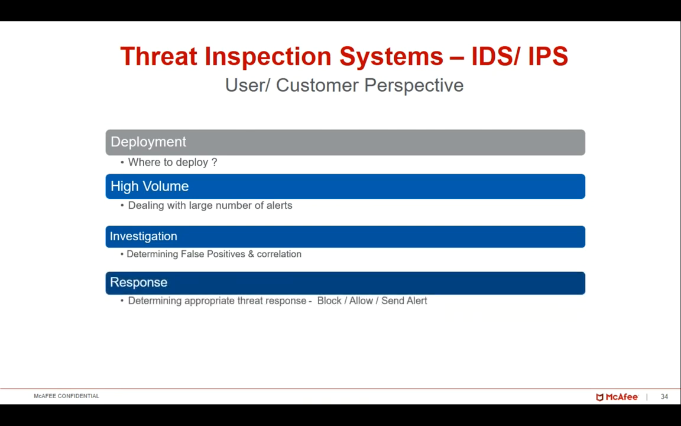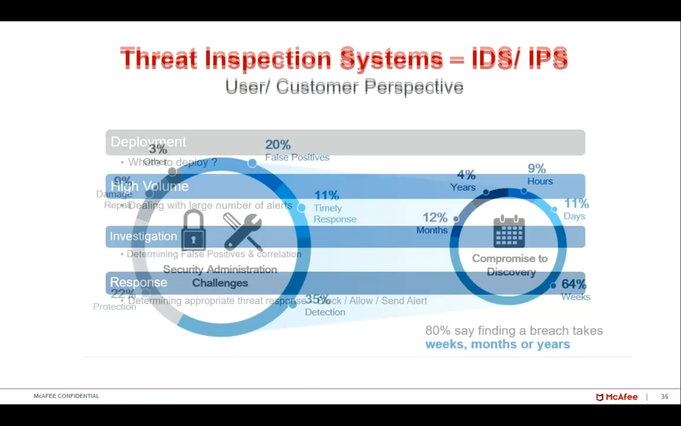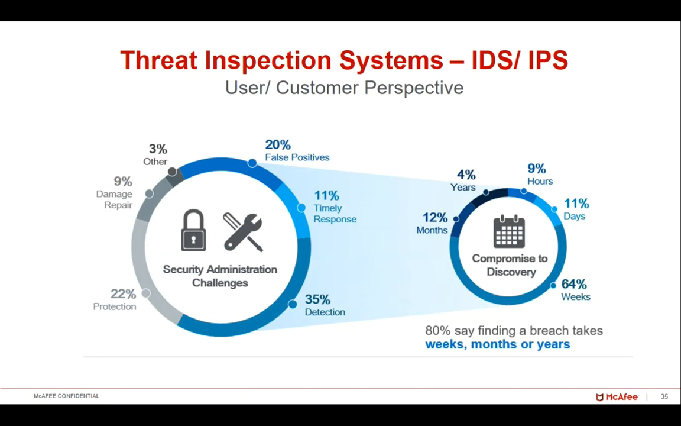The fourth challenge is how to respond. How to decide that this kind of attack should be blocked, and this kind of attack should just be logged and observed in correlation with other attacks. So determining an appropriate response and configuring that is also another challenge. Statistics show that network administrators say it takes weeks, months, or even years to determine that something wrong is happening inside the network because of the humongous number of alerts.